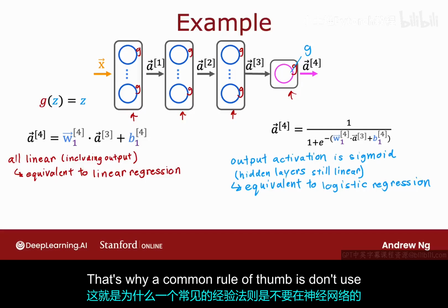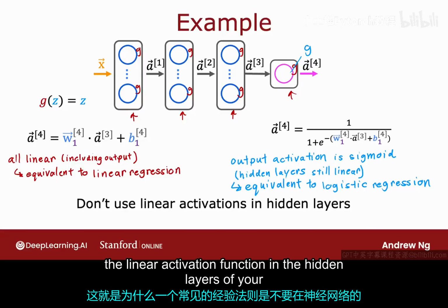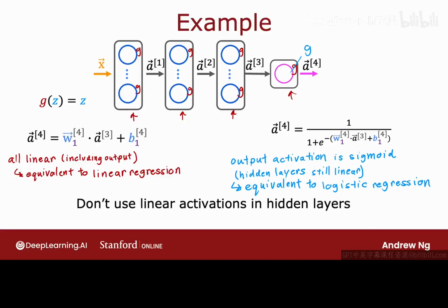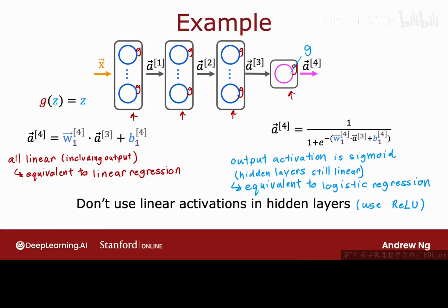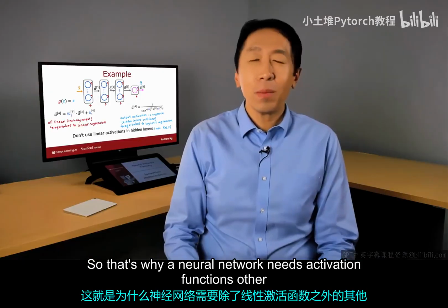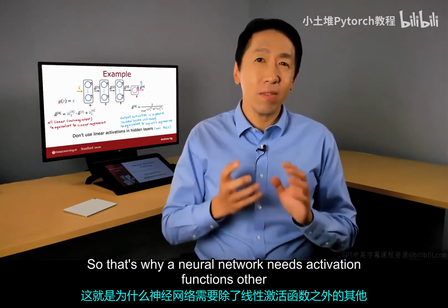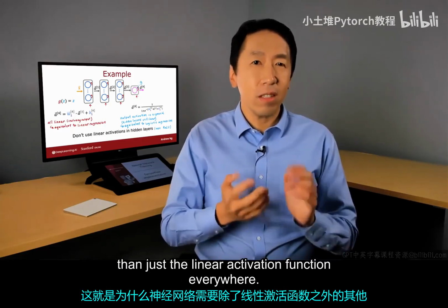That's why a common rule of thumb is don't use the linear activation function in the hidden layers of your neural network. And in fact, I recommend typically using the ReLU activation function, which should do just fine. So that's why a neural network needs activation functions other than just the linear activation function everywhere.